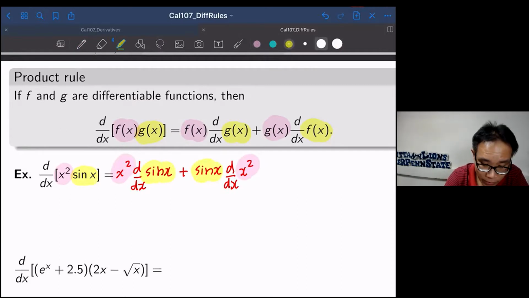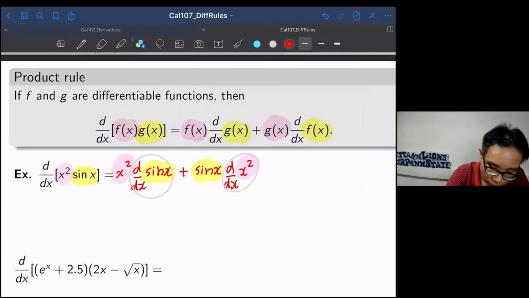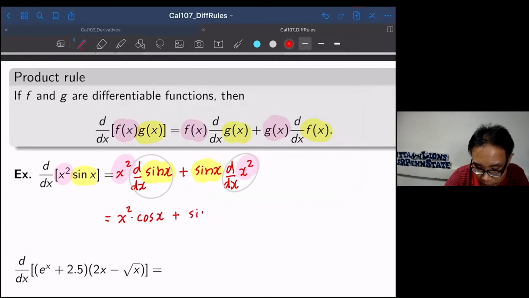And then you see that most of the time you're going to get two derivatives, so it's going to be d/dx of sin x and d/dx of x squared. So you get x squared, and the derivative of sin x you get cos x, plus sin x, and the derivative of x squared you get 2x. So it's going to be x squared times cos x plus sin x times 2x.